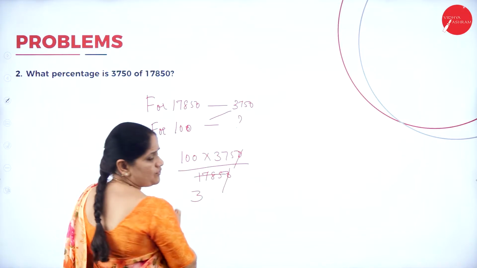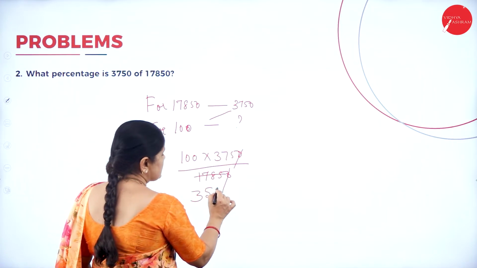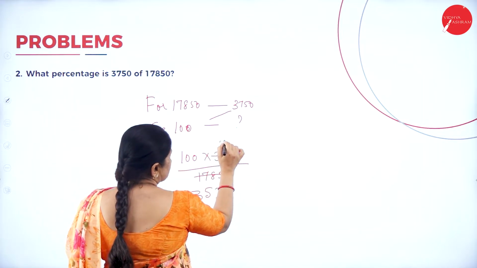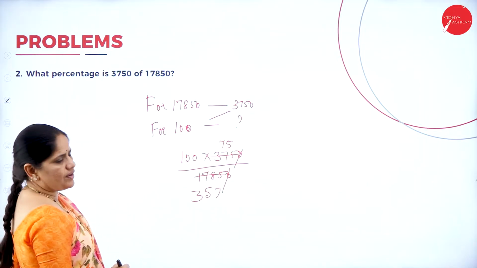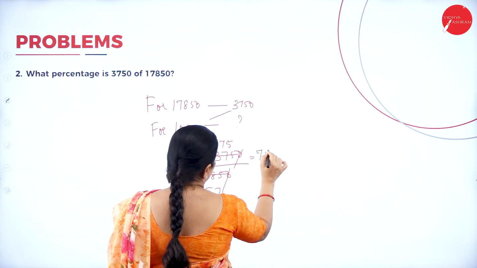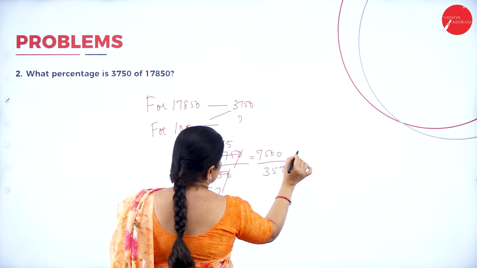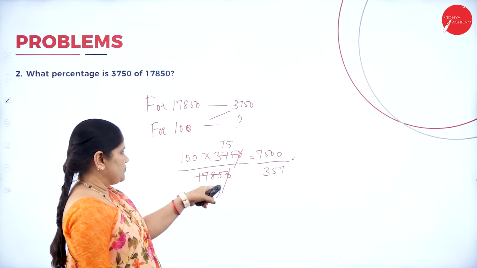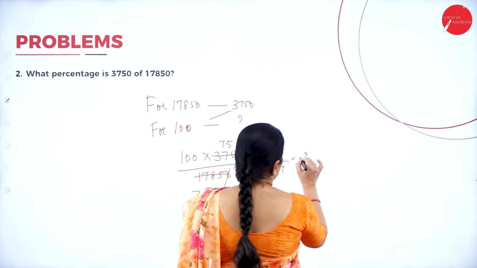5 3s are 15. 5 5s are 25. 5 7s are 35. Here it is divisible. 5 7s are 35. 5 5s are 25. Now, I get 7,500 divided by 357. So, 100 into 3,750 by 17,850. So, when I simplify this, I get the answer as 21%.